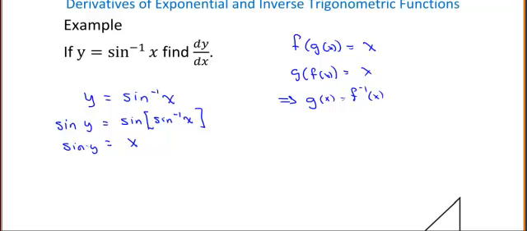Okay, now let's take the derivative. We're looking to find dy/dx, so let's take the derivative of each side with respect to x. On the left side, we'll take the derivative with respect to x of sine of y, and on the right side, the derivative with respect to x of x.